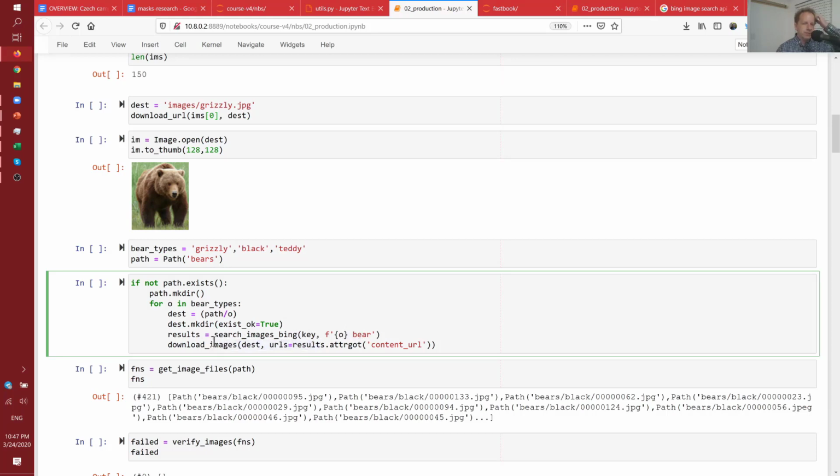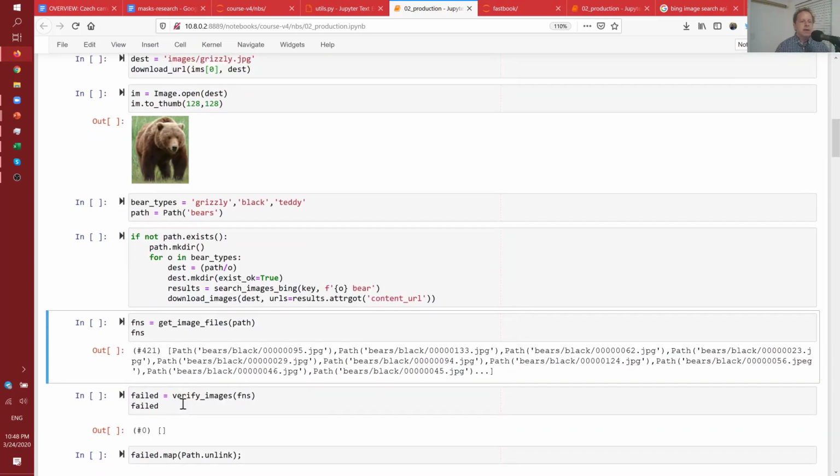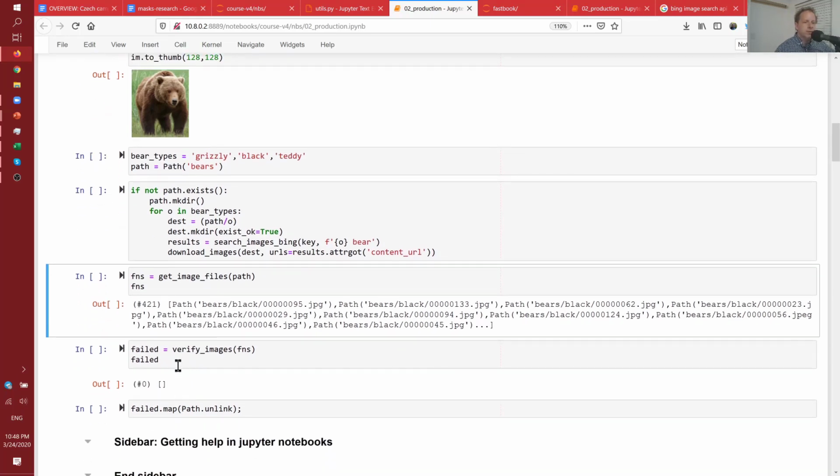And download_images is a fastai function as well. After that, I can call get_image_files, which is a fastai function that will just return recursively all of the image files inside this path. And you can see it's given me bears/black/ and then lots of numbers. One of the things you have to be careful of is that a lot of the stuff you download will turn out to be not images at all and will break. So you can call verify_images to check that all of these file names are actual images. In this case, I didn't have any fail, so it's empty.